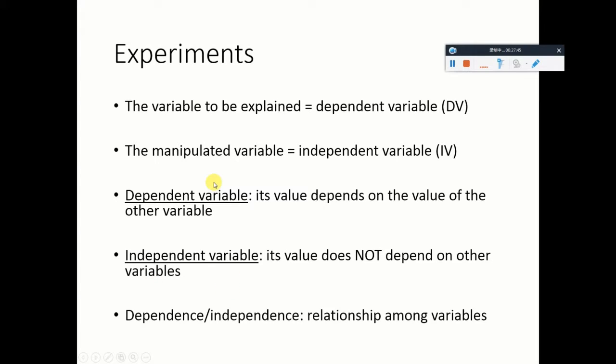Okay? So in other words, dependence or independence really describes how these two variables are related, or their position or function in the hypothesis, right? Which is the cause, which is the effect. The effect will be represented by the dependent variable, or DV. The cause will be represented by the independent variable, or IV.